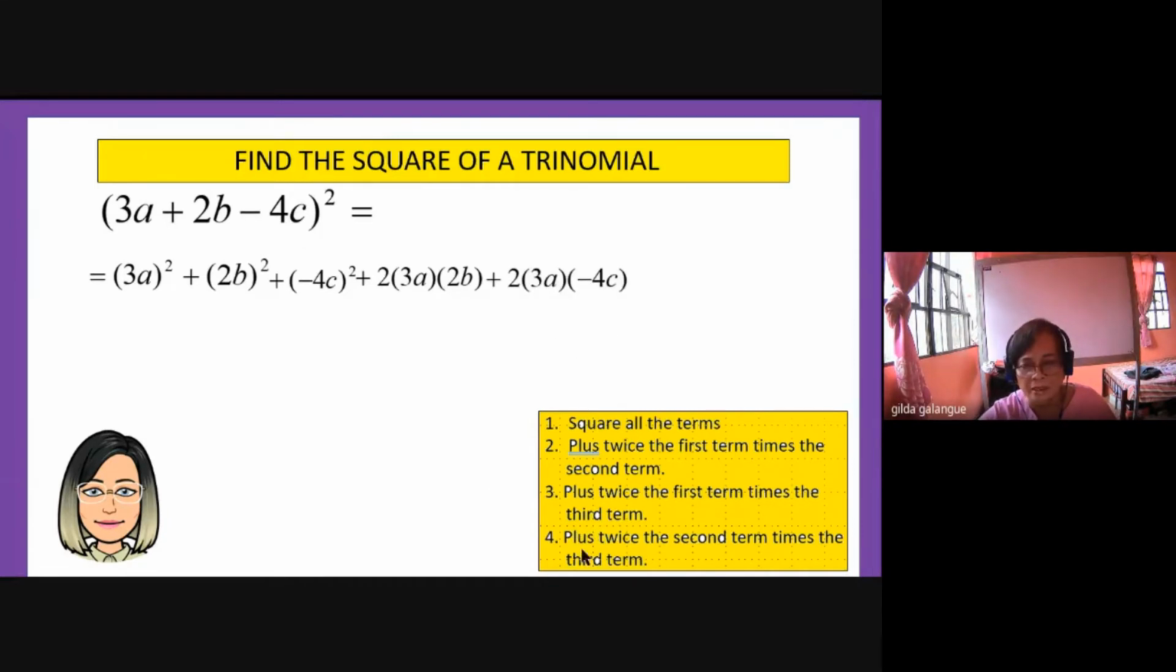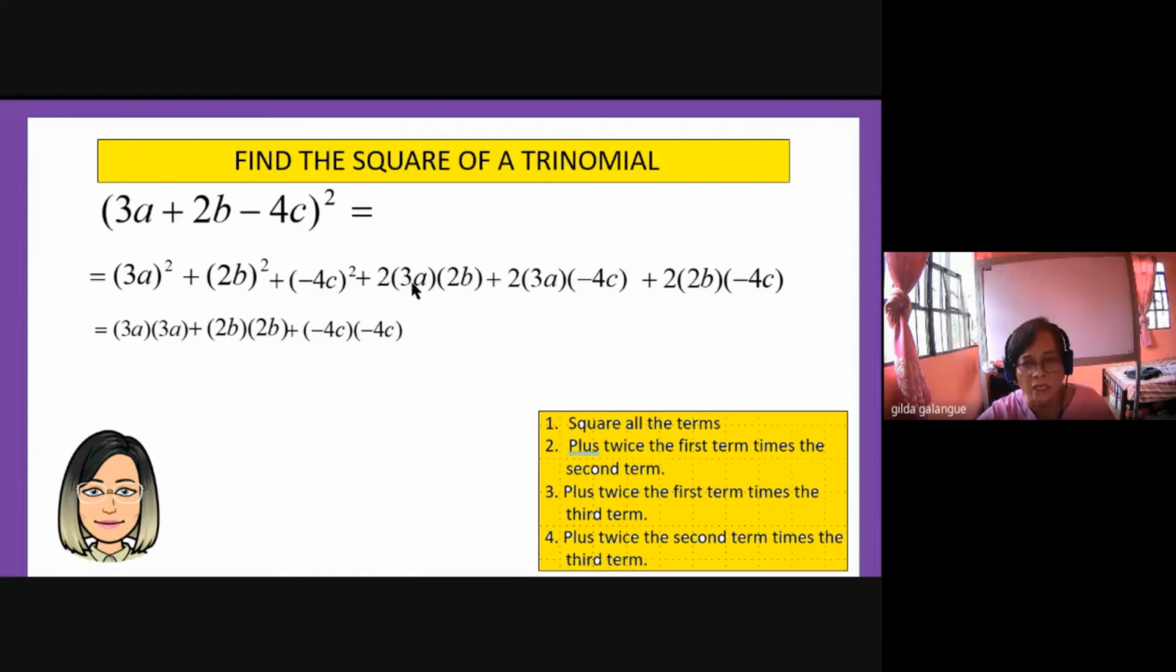Next, we are in the last step. Plus twice the second term times the third term. Twice, the second term is 2b, and the third term is negative 4c. 2 times 2b times negative 4c. Alright. Now we need to multiply this one. 3a squared means 3a times 3a. 2b squared means 2b times 2b. Negative 4c squared means negative 4c times negative 4c.